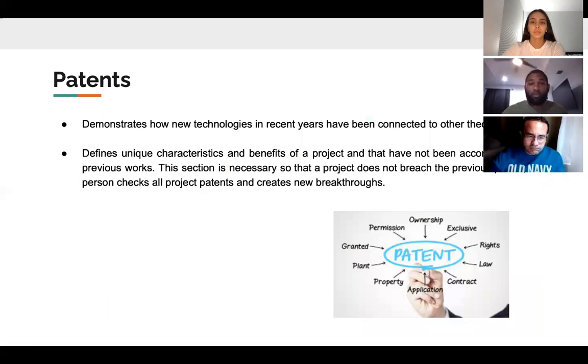Inside of patents, so we looked around. This section is basically to see, is the technology there? Has anybody else already created this theory? It's also going to define the unique characteristics and benefits of a project that have not been accomplished in previous works. This section is necessary so that a project does not breach a previous patent. A person checks all project patents and creates new breakthroughs. So we're going to go around and look and say, are these products already out there? Does anybody else have a patent? Are we going to get in trouble by continuing our design?